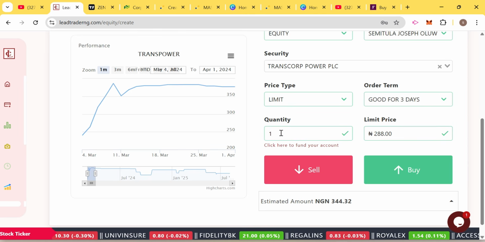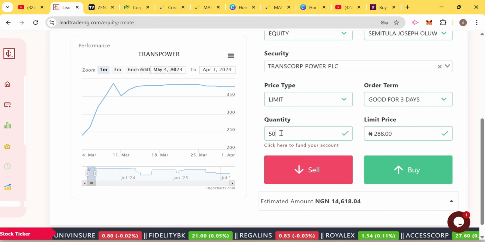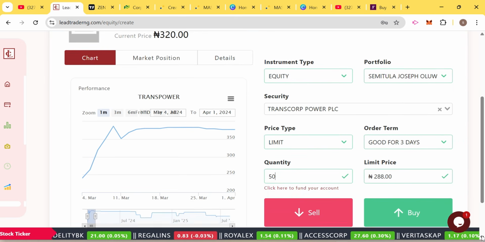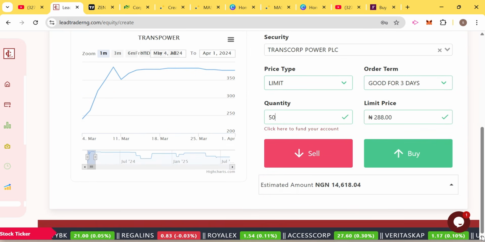So I'll come here and put 50 shares. So 50 shares is giving me 14,600. Let's quickly check what we have. And you need to use a calculator when you are doing this. Okay, 14,156 for the 50. I think it's cool. Let's see if it will go. So what we have here is 14,6. Okay, let's see if it will go.